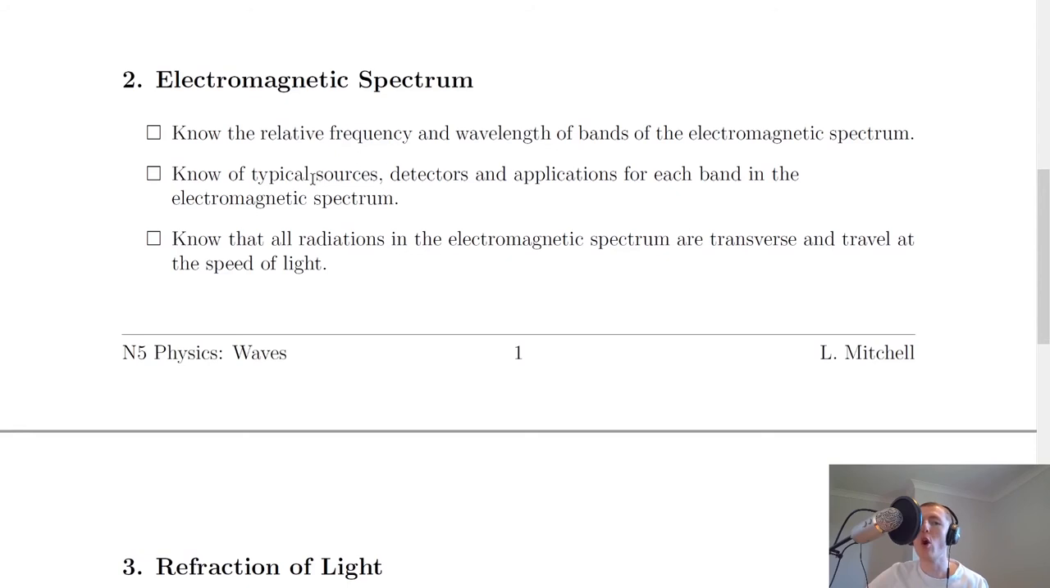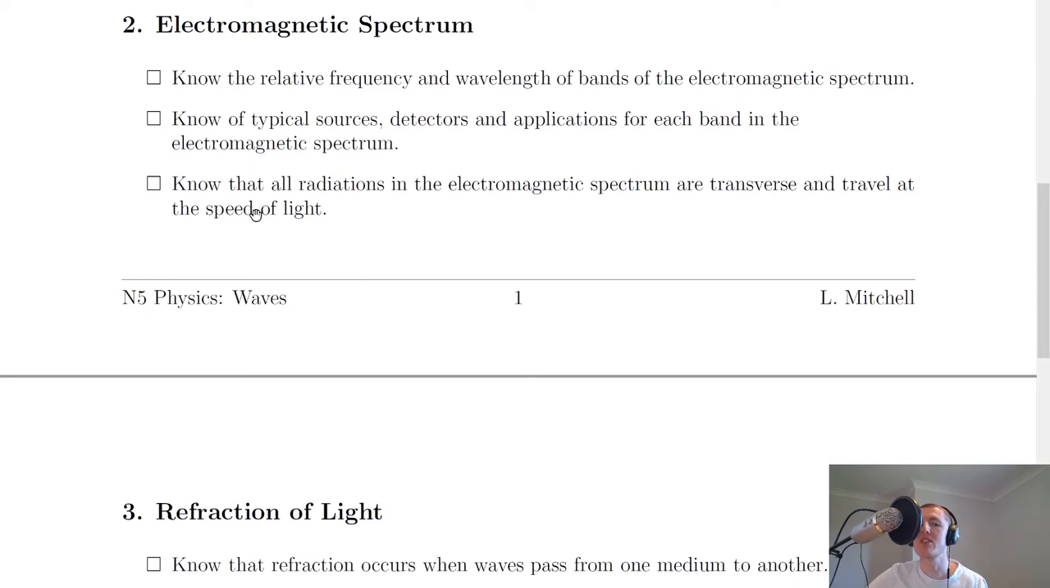Next, it says to know of typical sources, detectors, and applications for each band in the electromagnetic spectrum. So it's probably a good idea to try and remember one or two sources, detectors, and applications for each type of radiation, as questions relating to these often come up in the exam.